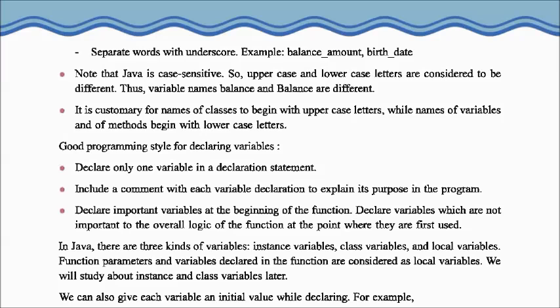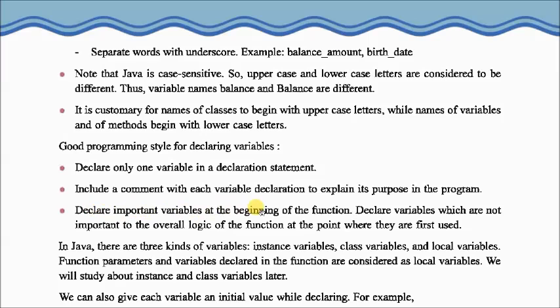Good programming style for declaring variables. Some tricks are there, or good programming styles we can say. Declare only one variable in a declaration statement. At a time you can declare one variable. That is good programming style. Include a comment with each variable declaration to explain its purpose in the program. Whenever you declare a variable, use comments to explain the purpose of that variable.